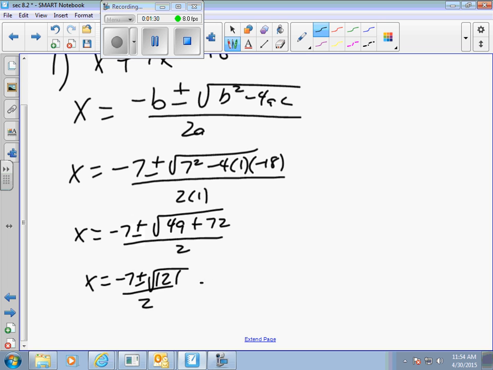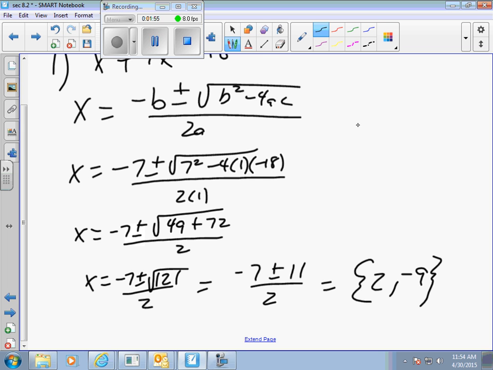Now let's simplify that some more to negative 7 plus or minus 11. The square root of 121 is 11. And now I can split it into its two answers. Negative 7 plus 11 gives me 4. 4 divided by 2 is 2. Negative 7 minus 11 is negative 18, divided by 2 is negative 9.